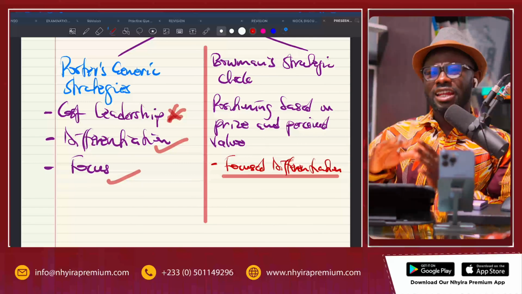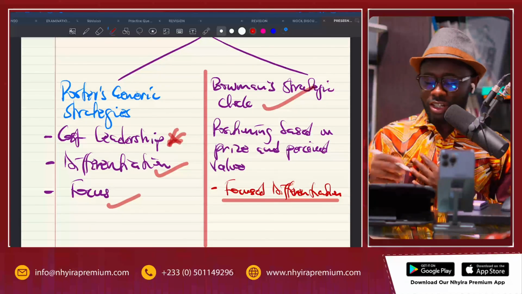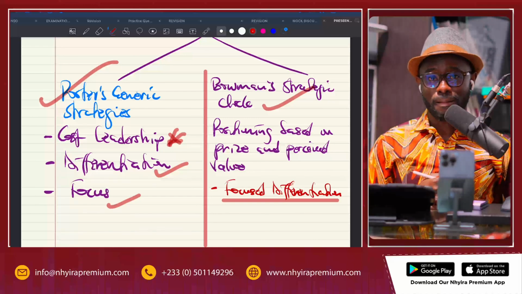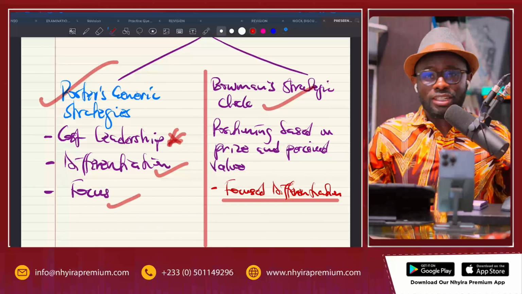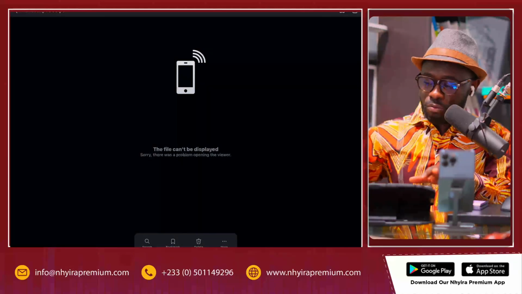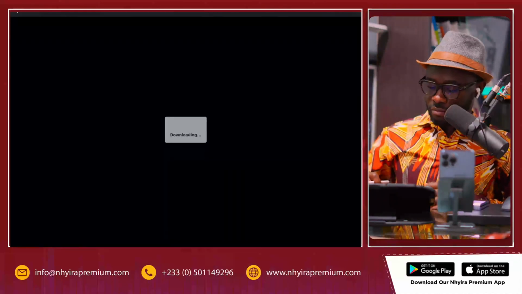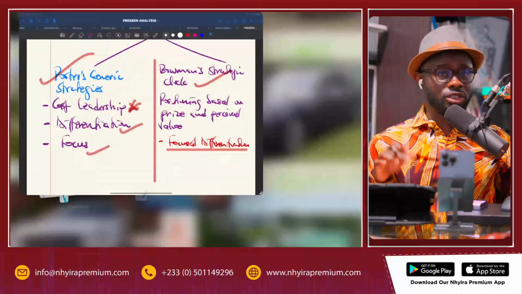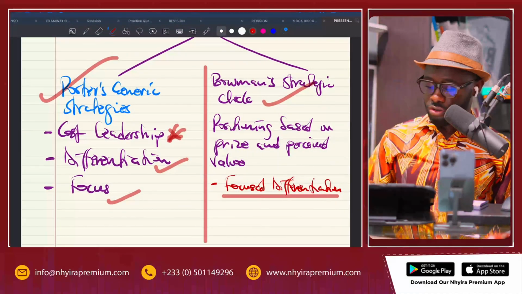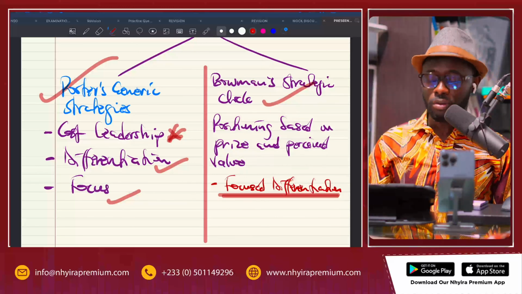Now, that doesn't mean that the examiner will ask you a question about the Bowman strategic clock. He can actually ask you about Porter's generic. Okay. Because it's about market positioning, and what a company is trying to do if they want to position themselves in the marketplace, give me a sec. Let me bring up my slide. Okay, it's opening. If they want to position themselves in the marketplace, yes, they have to continue to use the focus differentiation strategy that they are using on the Bowman strategic clock.